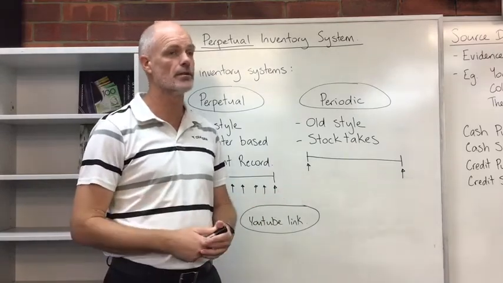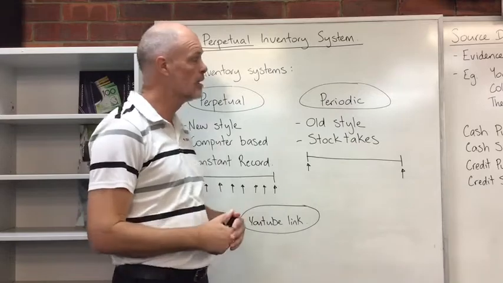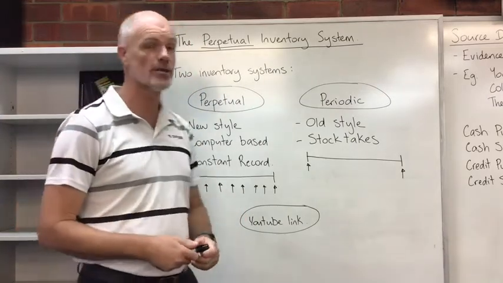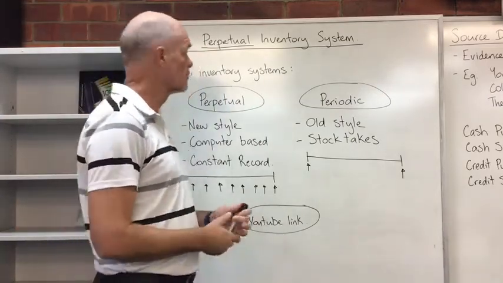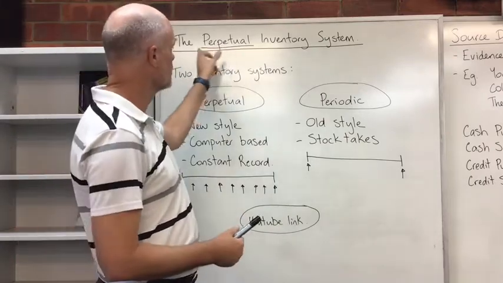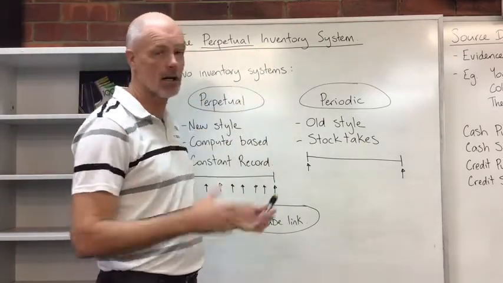I really hope that you're up to date with the chapters that you're working through. We're now up to the Perpetual Inventory System chapter. There's a reason why I've underlined the Perpetual System there. I'll explain in a moment.